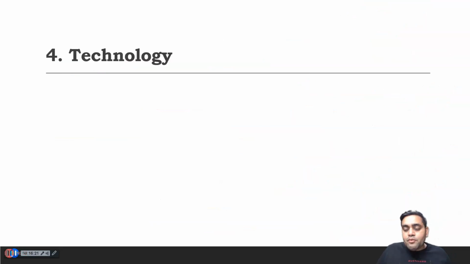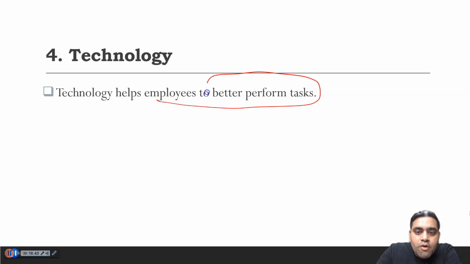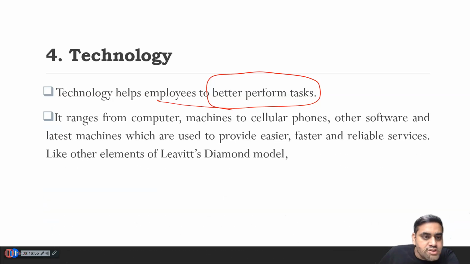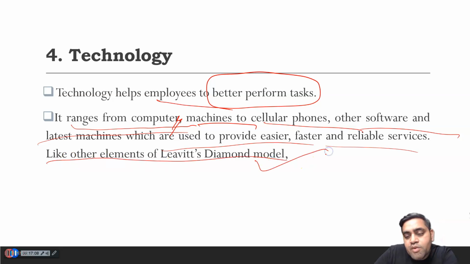Moving on to the fourth component, and that is the technological component. Technology helps employees to perform better. We all know that organizations keep on changing technology. Why do they change? Because they want to make people more efficient and tasks more efficient, so that their organizational goals can be achieved in a shorter period of time. Most importantly, it ranges from computers to machines to cellular phones to other software to the latest machines, which are used to provide easier, faster, reliable service, like any other element of the Leavitt diamond model.